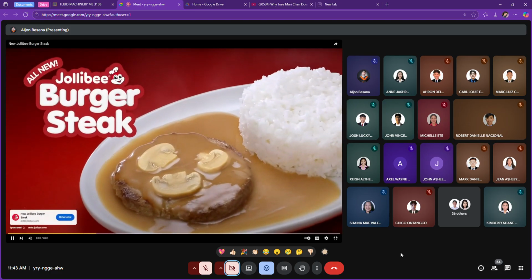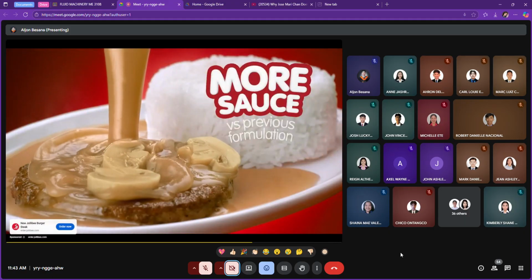All new Jollibee Burger Steak. Bigger patty, more sauce. 70 pesos lang. Sarap.